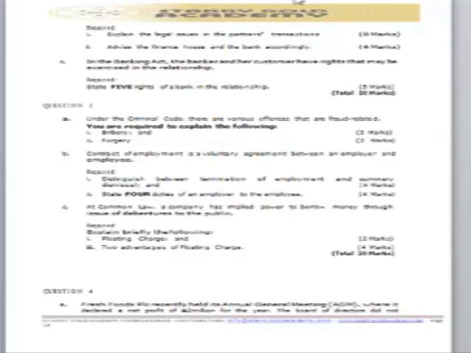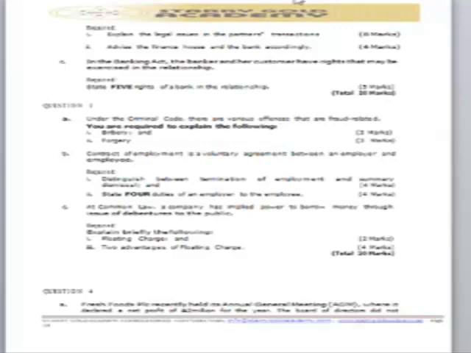So the B aspect says contract of employment is a voluntary agreement between employer and employee. Distinguish between termination of employment and summary dismissal. Distinguish, differentiate. So termination of employment and summary dismissal is quite different. Summary dismissal, so you try to explain briefly the difference. Okay, not much, but they are different.